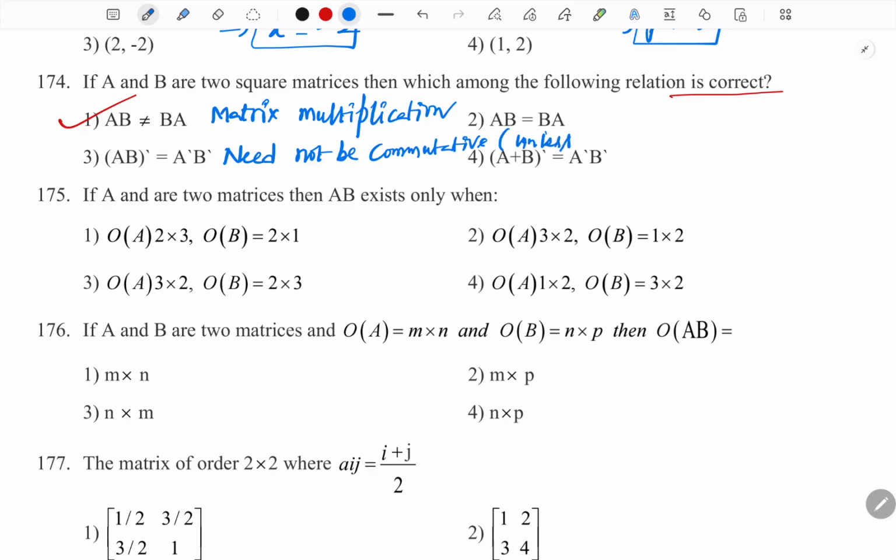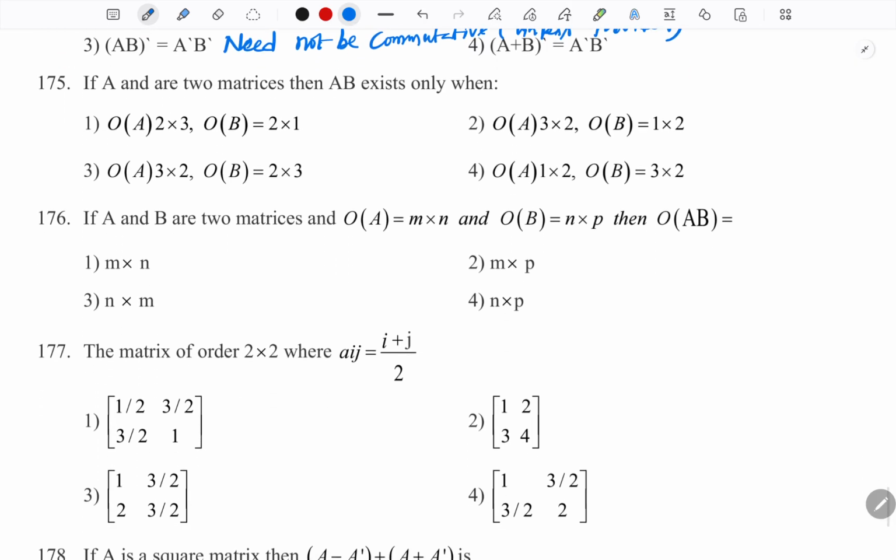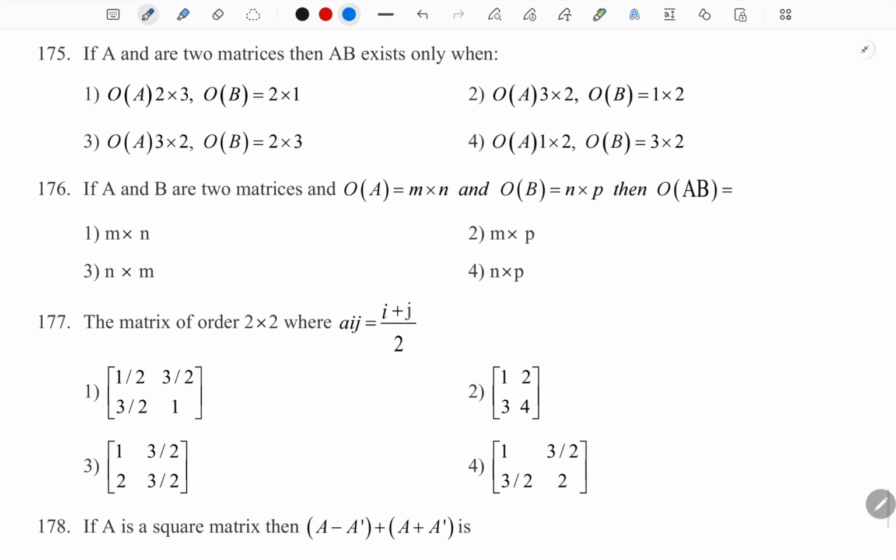If they say, then we can say, otherwise no. Clear? Matrix multiplication need not be commutative. Next question: if any two matrices A and B, then when is AB possible? Very easy.